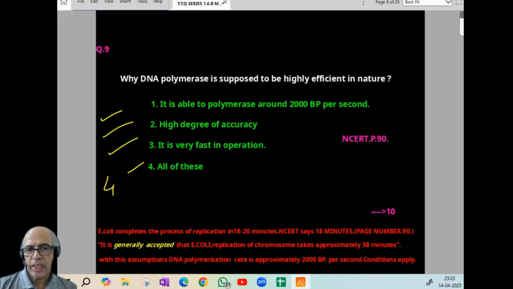With the assumption that the DNA polymerization rate is approximately 2000 base pairs per second, and for these conditions it can be applied. Accordingly, it can change. So for the 9th one, the option is 4. That is why here it says 18 to 20 and on the other side 38. One is the process of replication, the other is replication of the chromosome.